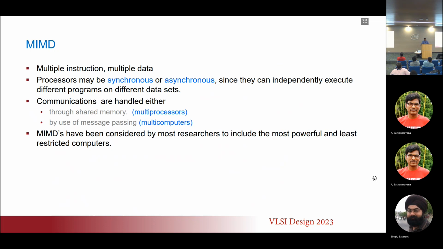Next, we'll talk about MIMD. So here I have multiple instruction, multiple data, and MIMD is far more complex. Processors may be synchronous or asynchronous, and they have to be communicating. They can either communicate through shared memory, in which case I call them multiprocessors, or we could also do it by message passing, in which case we call them multicomputers. What would be the difference?